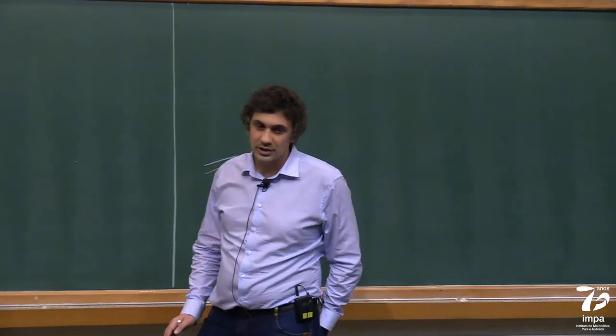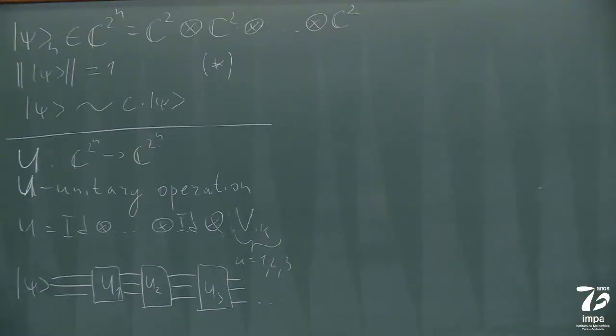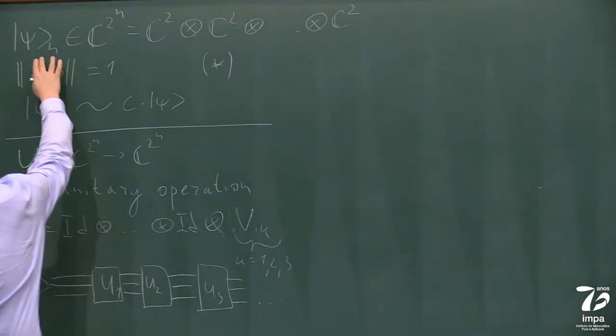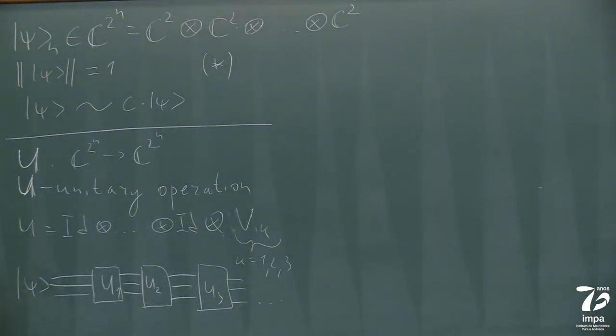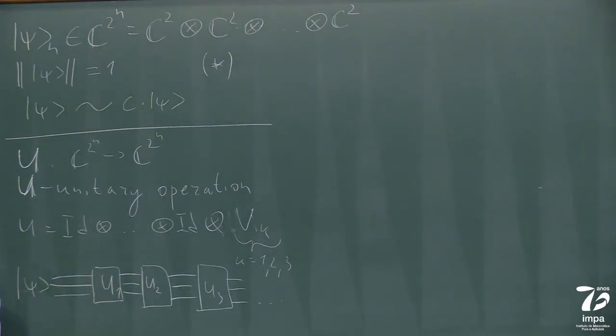Yes, so first of all, let me recall the previous lecture in 5 minutes. Yes, I would say the whole lecture in 5 minutes. So what is the state of a quantum computer? We said that if we have n qubits, then the state of the quantum computer, first of all, we denote it in this manner. And the second thing, this is an element of a vector space, a complex vector space.